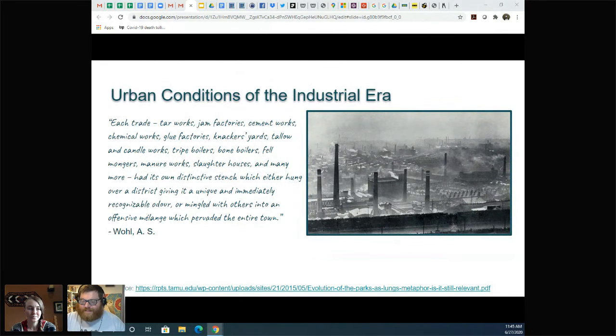The conditions of this era were, of course, pretty terrible. This is the era of the satanic mills and everything that went along with that. In the interest of time, I'm going to skip reading this.